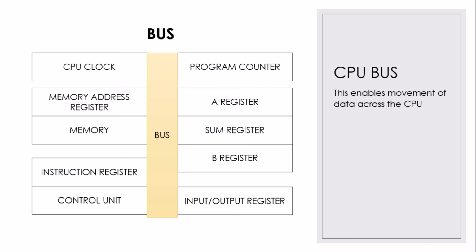Finally, let us take a look at the bus. This is the central area through which data is sent across the CPU. It serves as a channel through which data is transferred throughout the system. This ensures communication among the different modules of the CPU.